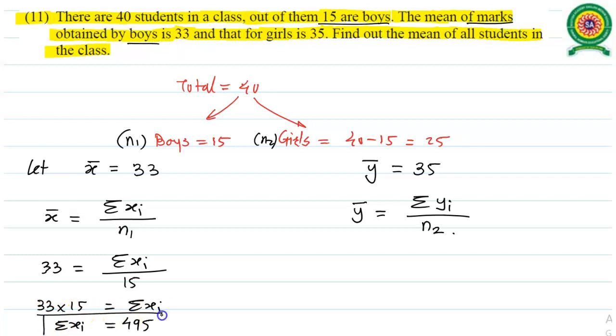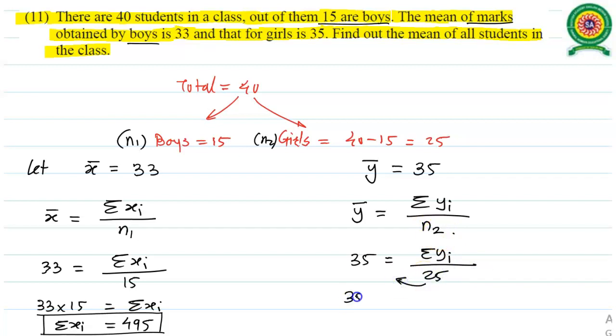Okay, now let us find the sum of scores of marks by girls, that means the sum of yi. We have the y bar value as 35, which equals sum of yi divided by the total number of girls, that is the n2 value, 25.